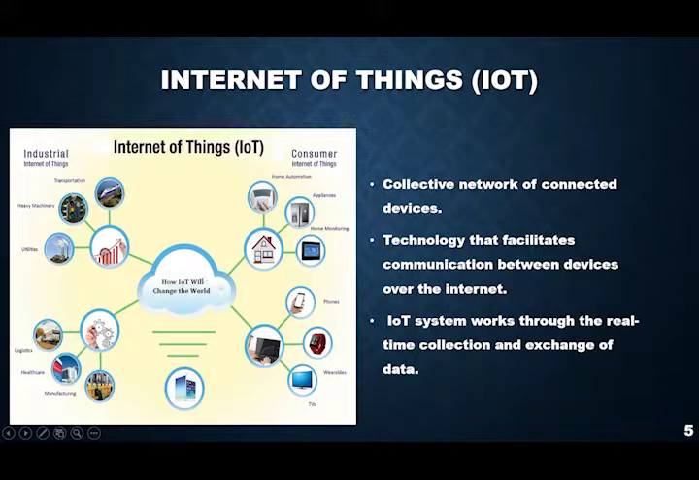So in this block diagram, we can see that the house is connected to our mobile via Internet of Things, and we can control our home appliances using it. If we are not at home, still we can control the systems which are present in our house. So the mechanism behind all these things is the Internet of Things. So the IoT system works through a real-time collection and exchange of data.